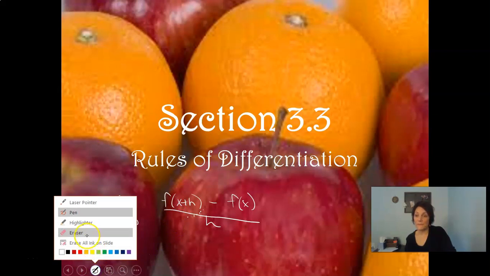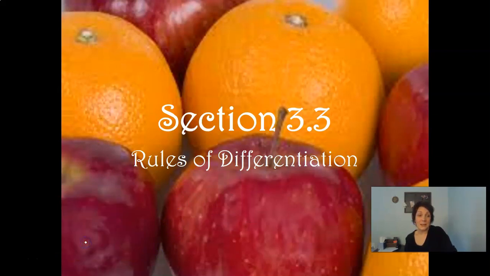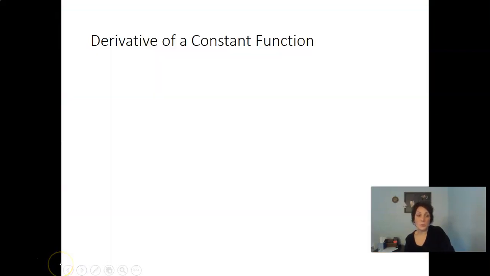Today, I just want to go over the first two, because everything else is going to build on these two. They're not going away. They build. Okay, first one, the derivative of a constant function.